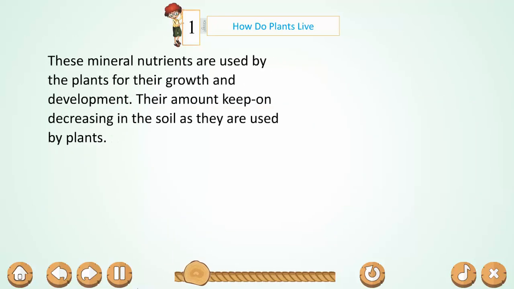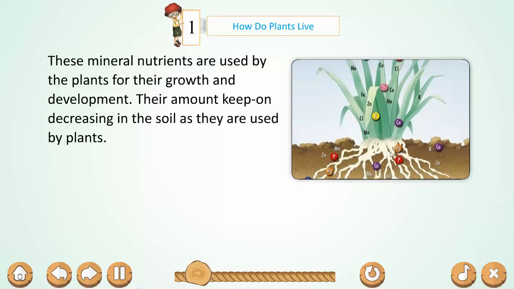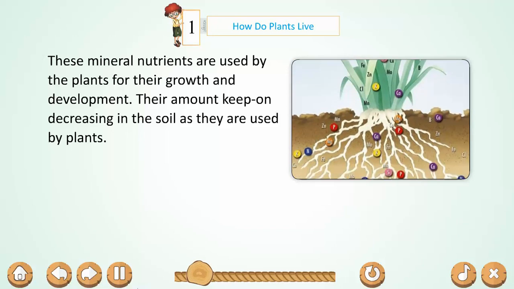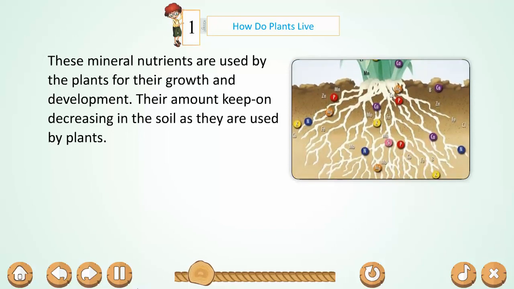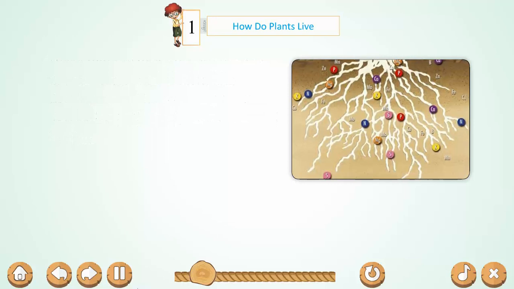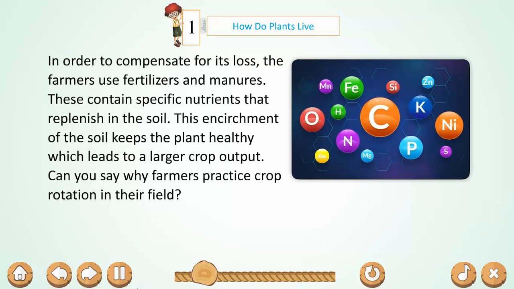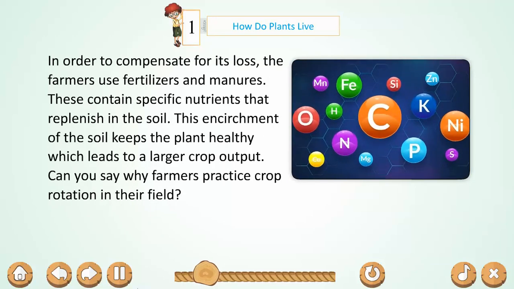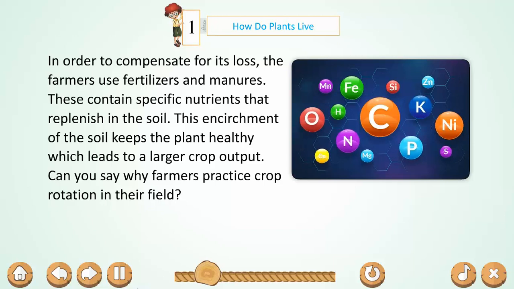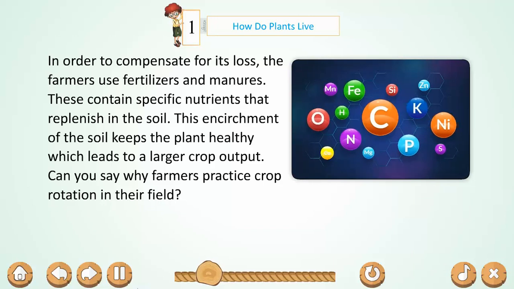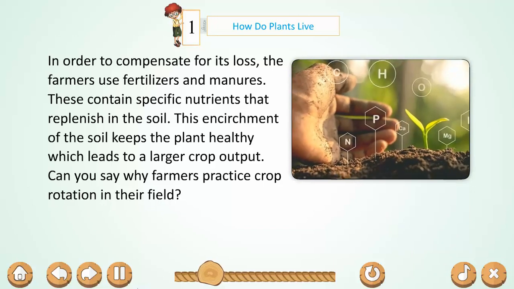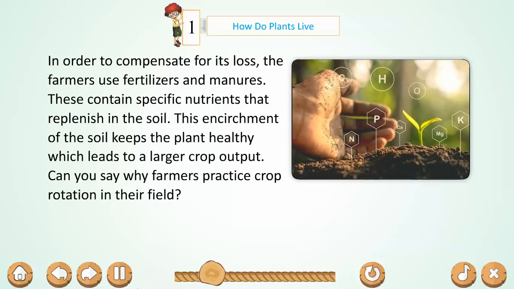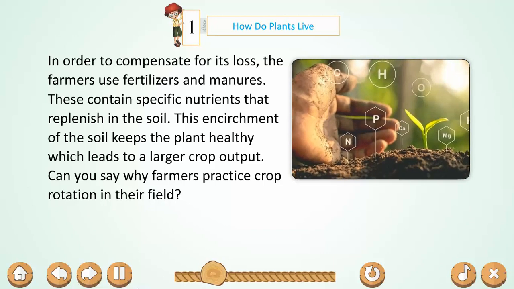These mineral nutrients are used by the plant for their growth and development. Their amount keeps on decreasing in the soil as they are used by the plants. In order to compensate for this loss, the farmers use fertilizers and manures. These contain specific nutrients that replenish the soil. This enrichment of the soil keeps the plant healthy, which leads to a larger crop output.